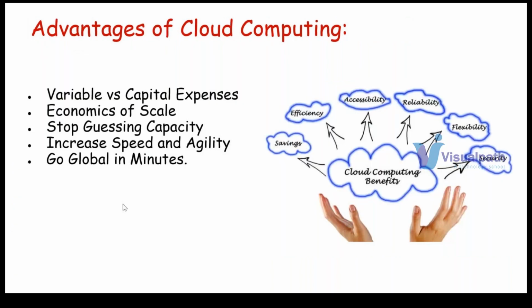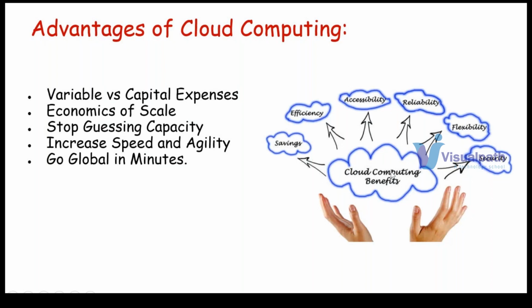So what are the advantages of cloud computing? There should be some advantages, right? What are variable and capital expenses? What is economies of scale? It is just a brief. Don't put much thinking into it. It's just for your understanding that I'm sharing this. If you see, there are six types of benefits: savings, efficiency, accessibility, reliability, flexibility, and security. So these are a few things which help when you go via cloud computing.